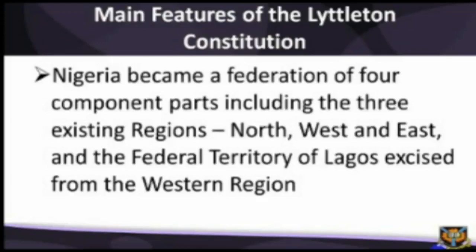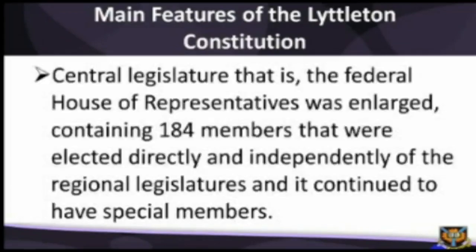To a certain degree, complete legislative and executive powers were transferred to the regions, except for the reservation of certain exclusive items to the central authorities. The central legislature, that is the Federal House of Representatives, was enlarged, containing 184 members that were elected directly and independently of the regional legislatures, and it continued to have special members.